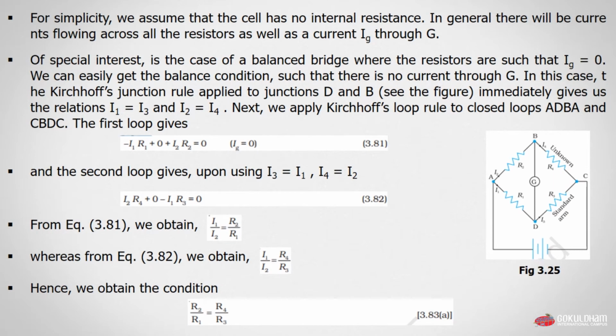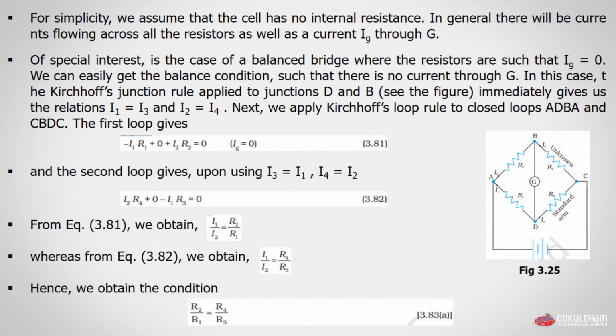In general, there will be current flowing through all the resistors as well as current Ig through the galvanometer G. Of simple interest is the case of a balanced bridge, where the resistors are such that Ig is equal to 0, meaning the galvanometer current is 0. We can easily get the balance condition such that there is no current through the galvanometer G.